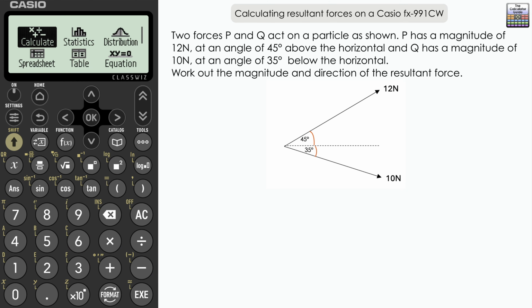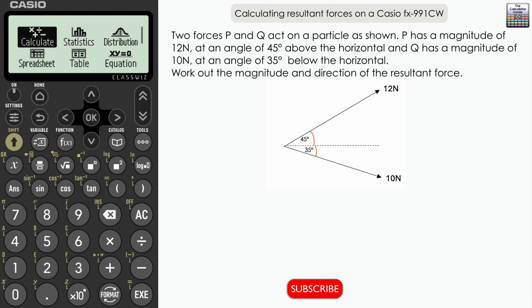Let's take a look at the first question. Two forces P and Q act on a particle as shown. P has a magnitude of 12 newtons at an angle of 45 degrees above the horizontal, and Q has a magnitude of 10 newtons at an angle of 35 degrees below the horizontal. Work out the magnitude and direction of the resultant force.